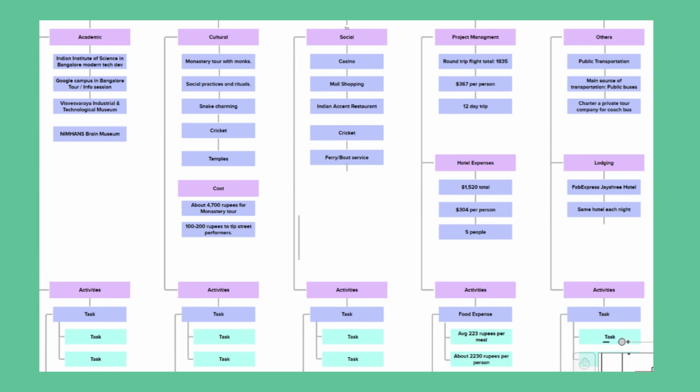So here's our work breakdown structure for our trip to India. As you can see in the purple there, academic, cultural, social, project management, and others, those are our element 1. Below that, for academic, we have the Indian Institute of Science in Bangalore, the Google campus, and a couple of other things. That is us breaking down the element 1, as well as for cultural, social, and so on. We have cost of things, hotels, lodging, and what we'd like to do as far as the casino, mall shopping, and restaurants. You can lay out everything in front of you clearly so you can see.